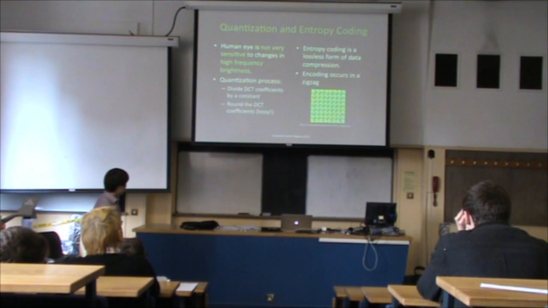So as you're quantizing it, you're dividing through by a constant, and then you're rounding. That's it. In basic terms, that's how the quantization process works for DCT. But that rounding is something which you can't undo.